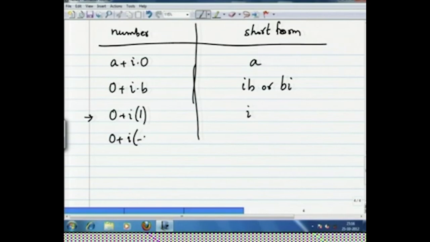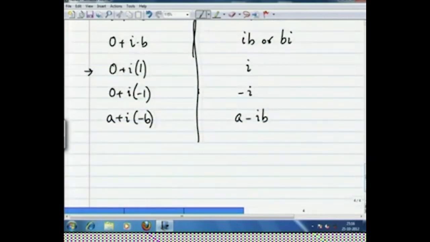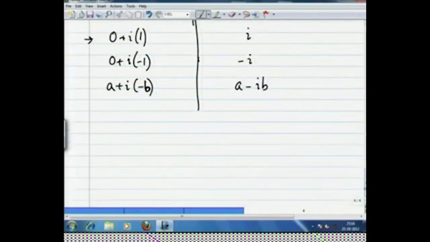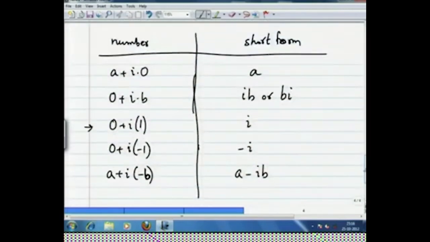0 plus I times minus 1 is written as minus I, and a number of the form a plus I times minus b is often written as a minus I b. By that I mean a plus I times minus b, where for the time being b is assumed to be a positive real number. Then I write it this way. These short forms should be noted and we will use them from time to time. One should know what the short form represents.